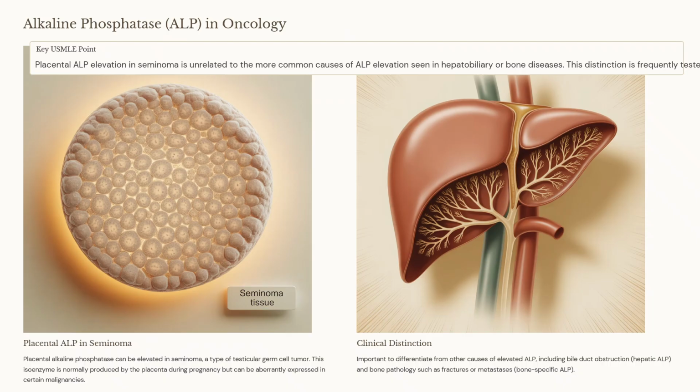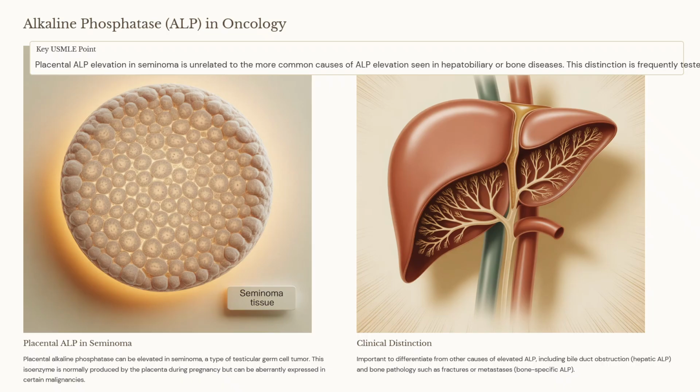Let's see about alkaline phosphatase. Alkaline phosphatase is released by the placenta. This ALP is an isoform which is different from the one which is released by the bile duct and which is increased during bile duct obstruction. The alkaline phosphatase is released by the placenta. Placental alkaline phosphatase is increased in seminoma.